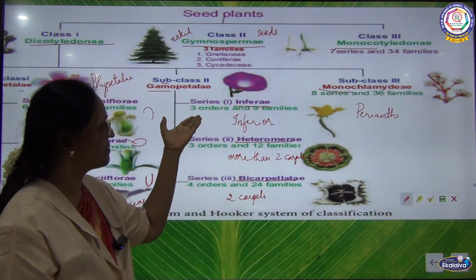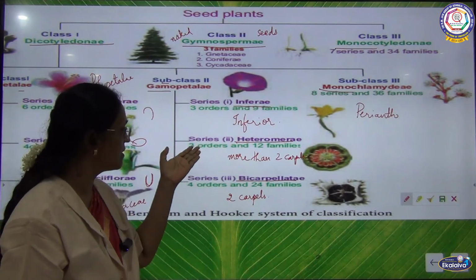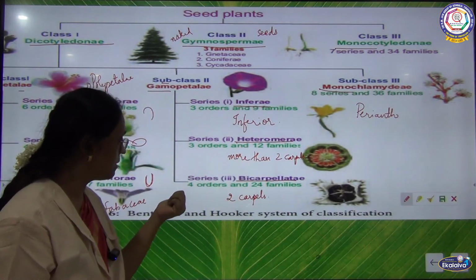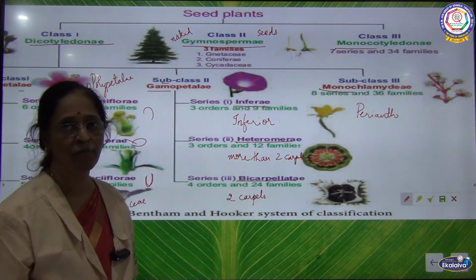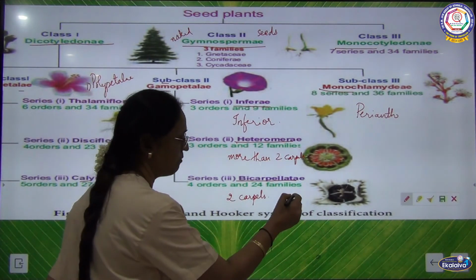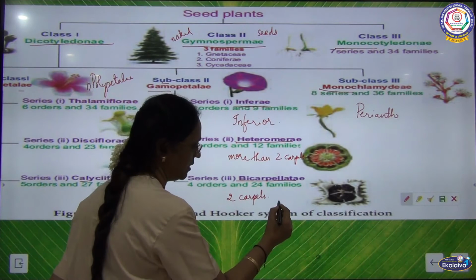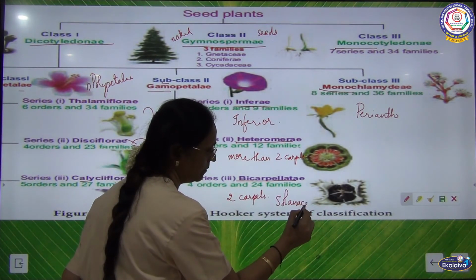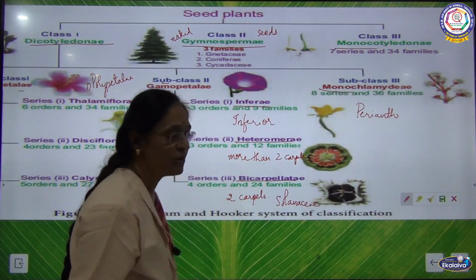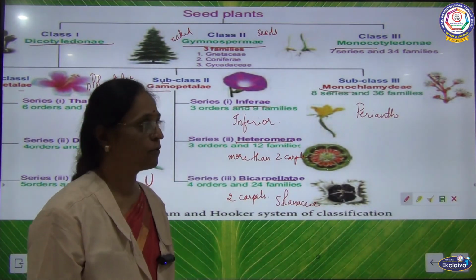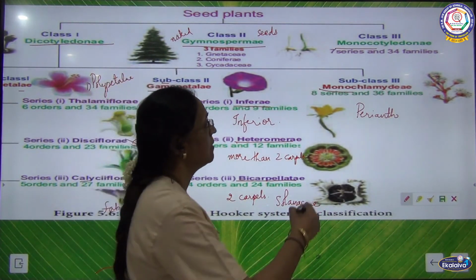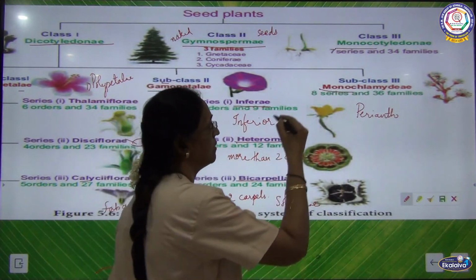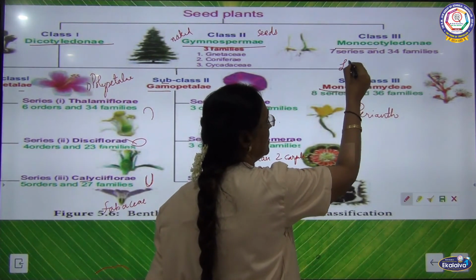And this Inferae has 3 orders and 9 families, and Heteromerae has 3 orders and 12 families, and Bicarpellatae has 4 orders and 24 families. And we are going to study one family under Bicarpellatae, that is Solanaceae. We call this family generally the potato family. And under this monocotyledonae, we are going to study one family. That family is called Liliaceae.